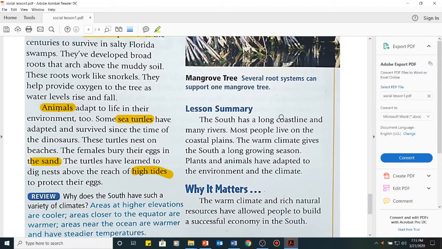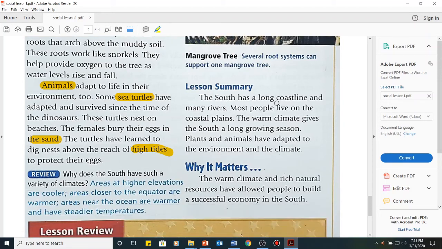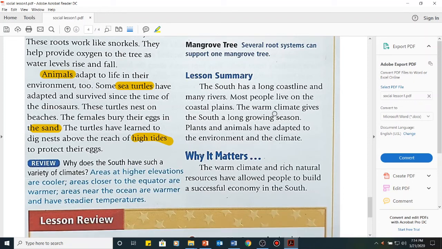So here, let's summarize our lesson. The South has a long coastline and many rivers. Most people live on coastal plains. The warm climate gives the South a long growing season. So this is so important. A long growing season means that they're producing a lot of food and plants. Plants and animals have adapted to the environment and climate.